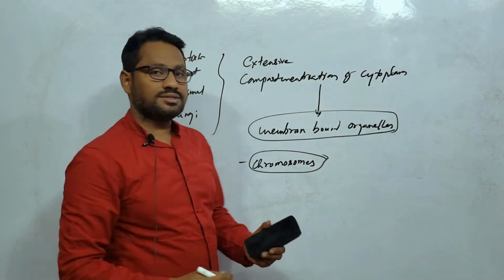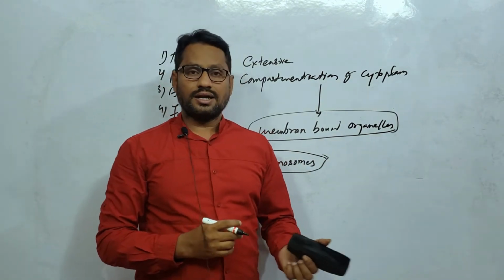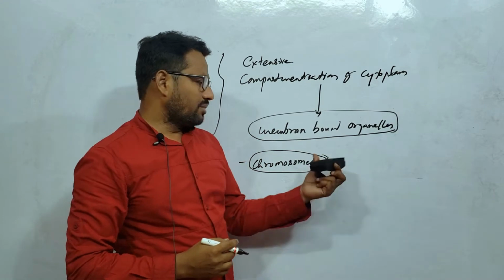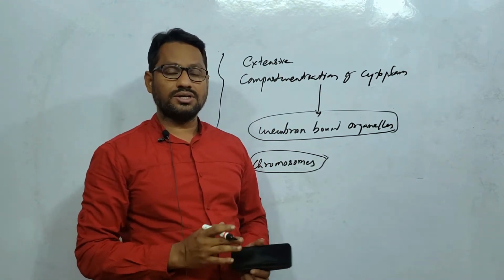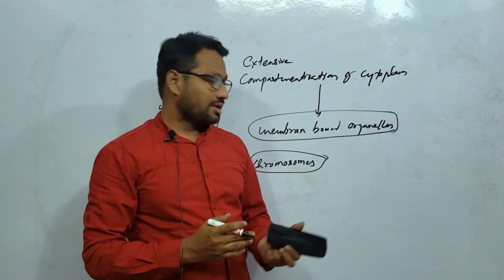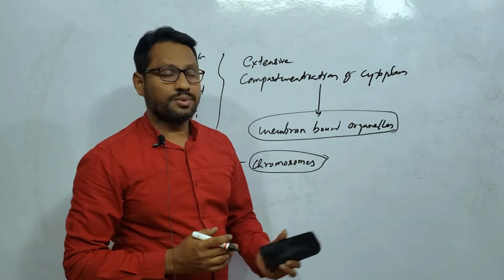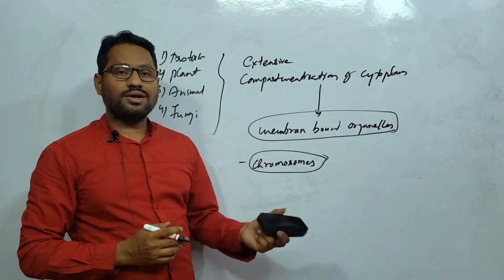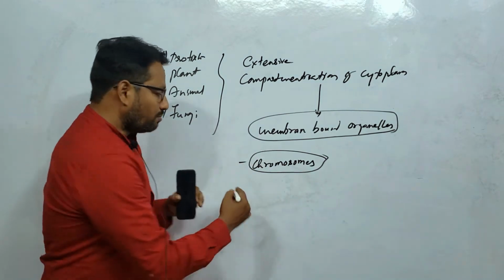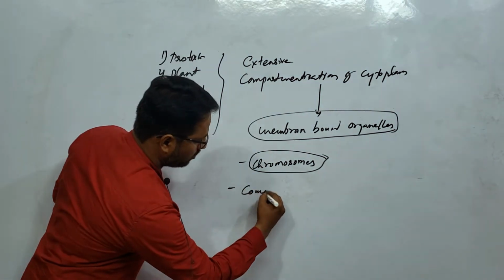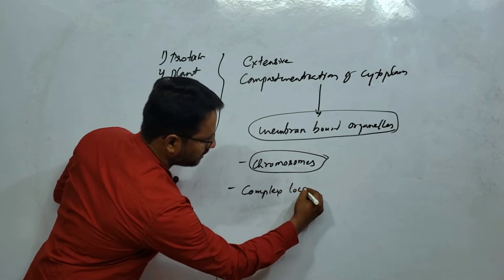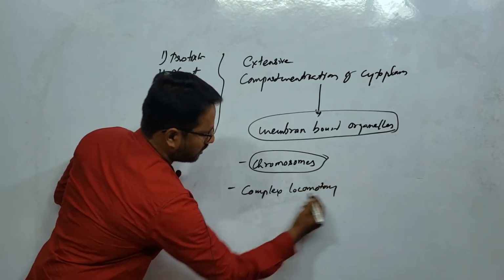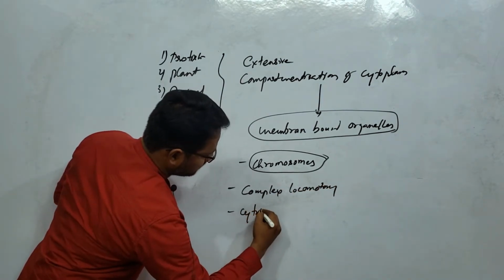Whereas in prokaryotes sometimes single stranded DNA is present, in eukaryotes you have an organized nucleus where their DNA material is organized into chromosomes. In addition to membrane bound organelles, eukaryotic cells possess complex locomotory and cytoskeletal structures.